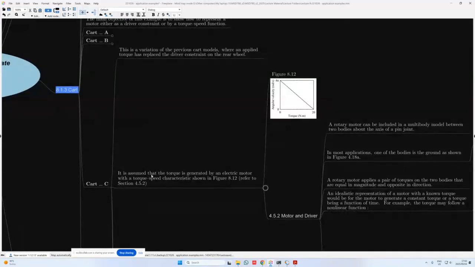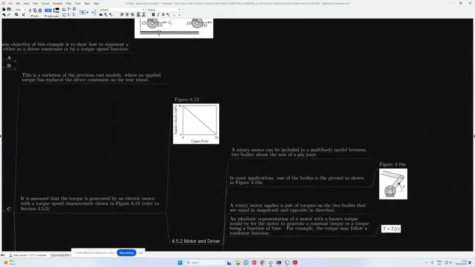In fact, we assume that the torque is then generated by an electric motor where we have some sort of a torque speed characteristic. And this is then shown in figure 8.12 over here. So we have the torque on the x-axis, which varies from 0 to 20 Newton meters. And then on the y-axis, we have the angular velocity, which varies from 0 to 4 pi radians per second.